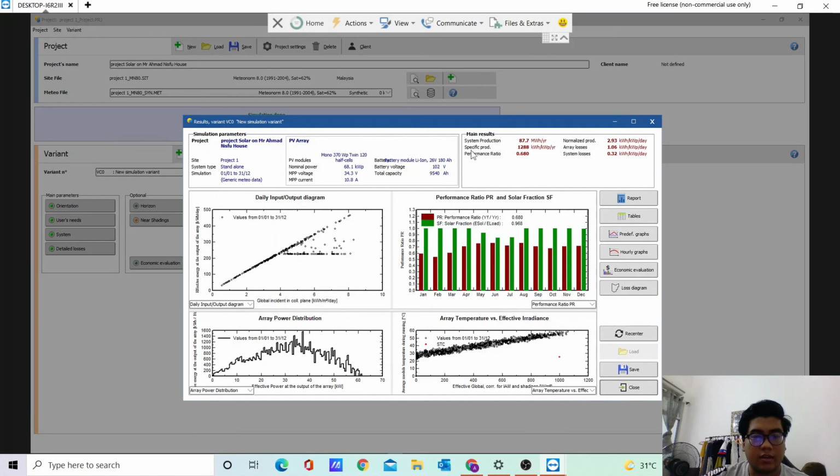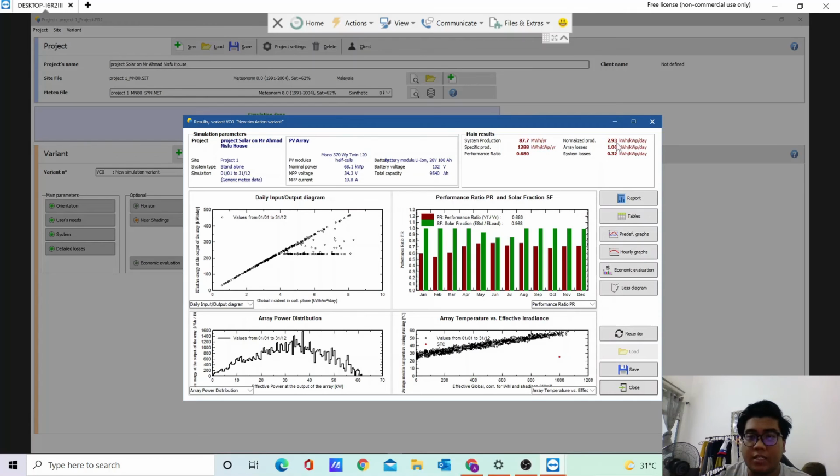So we can see it has a daily input output diagram graph, performance ratio PR, solar fraction, array power distribution, and array temperature versus effective irradiance. For the performance ratio, it is around 68%, and for the solar fraction it is around 96.8%.